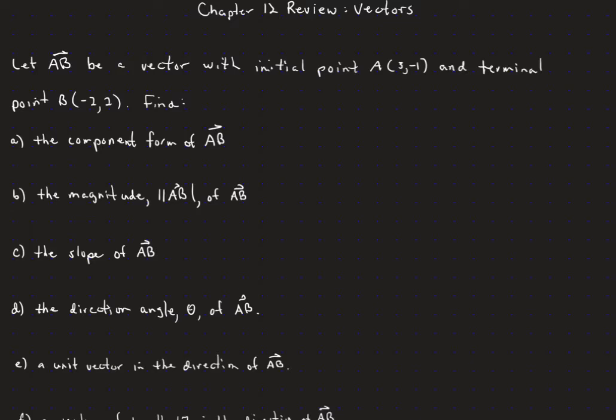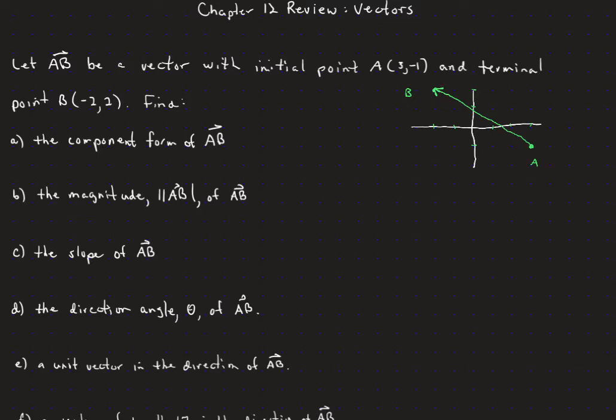First, the component form. I'm going to draw a picture of this. We don't have to have this, but it's kind of nice, I think, to see what's going on here. So A is going to be at the point (3, -1). So there's 1, 2, 3, and -1 is going to be right there for A. And B is going to be at (-2, 2). So that's going to put B right there. We're going from A to B, so we say the tail is at A and the tip is at B.